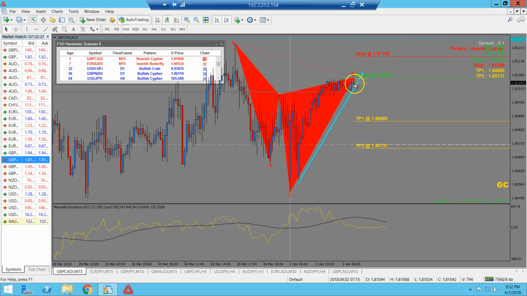All right, so it looks like this pattern may extend a little bit to that 78.6, as it should.